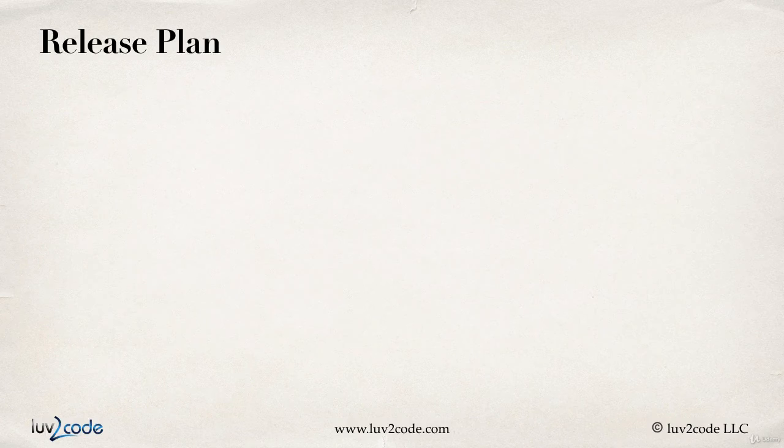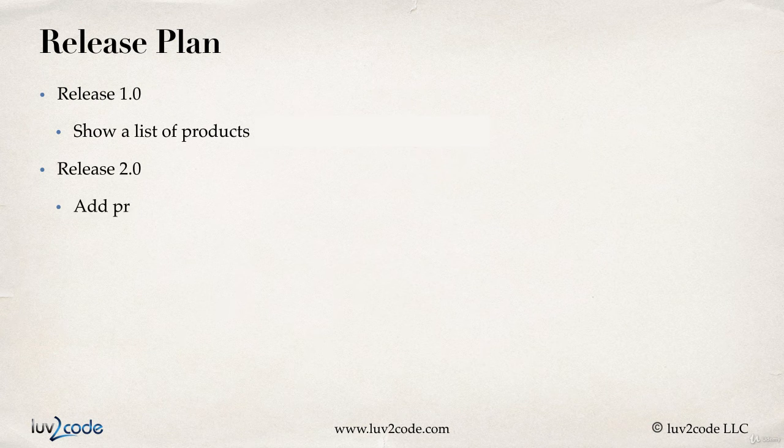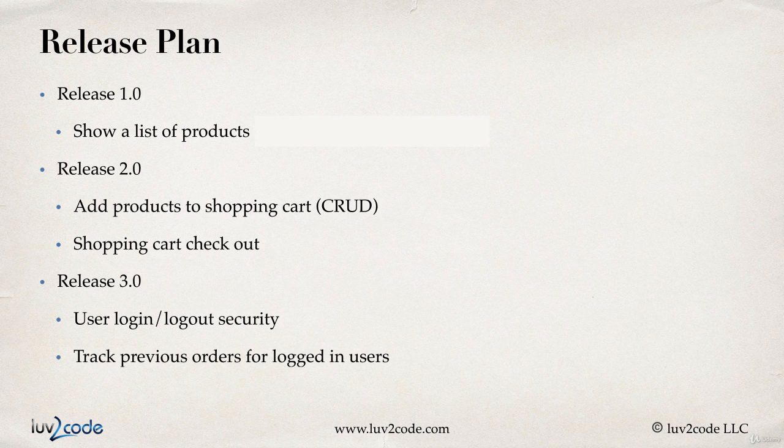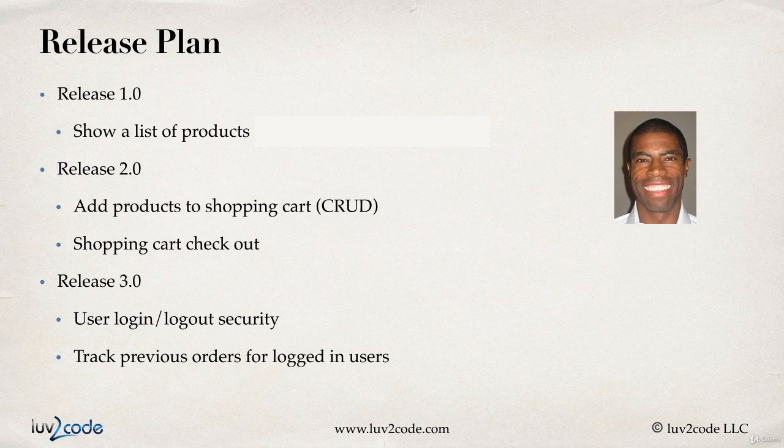Okay, so those are all the wireframes. Here's our release plan for releasing our product. So we'll release it in multiple versions. So in the release version 1.0, we'd like to be able to show a list of products. And then in release 2.0, we'll add products to our shopping cart and also perform the shopping cart checkout. And in release 3.0, we'll add user login, logout security, and also support the track previous orders for logged in users. Okay, so this looks like a really good release plan. I like it.